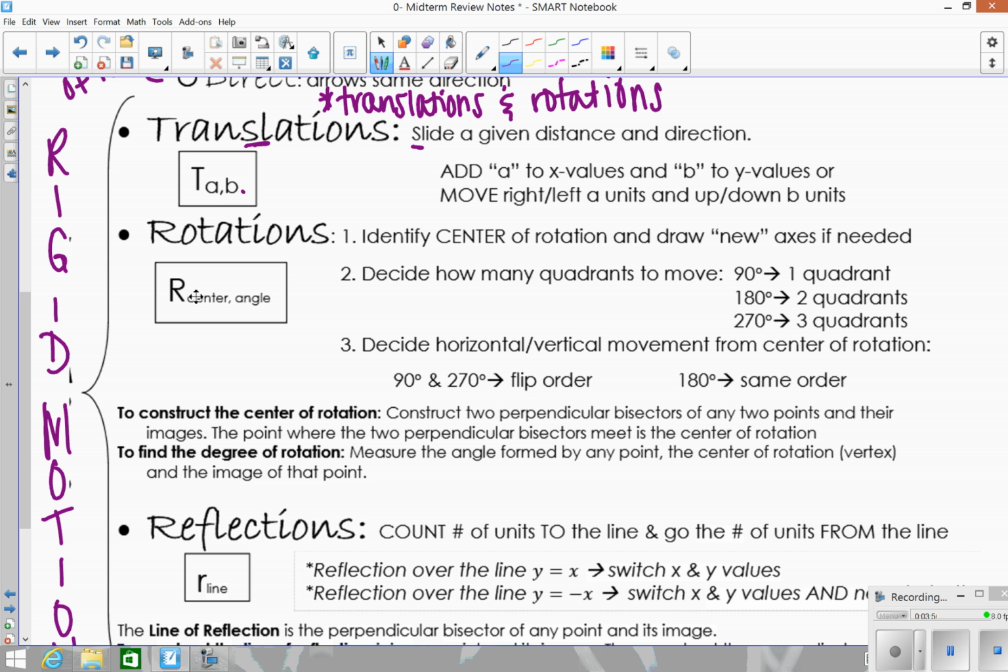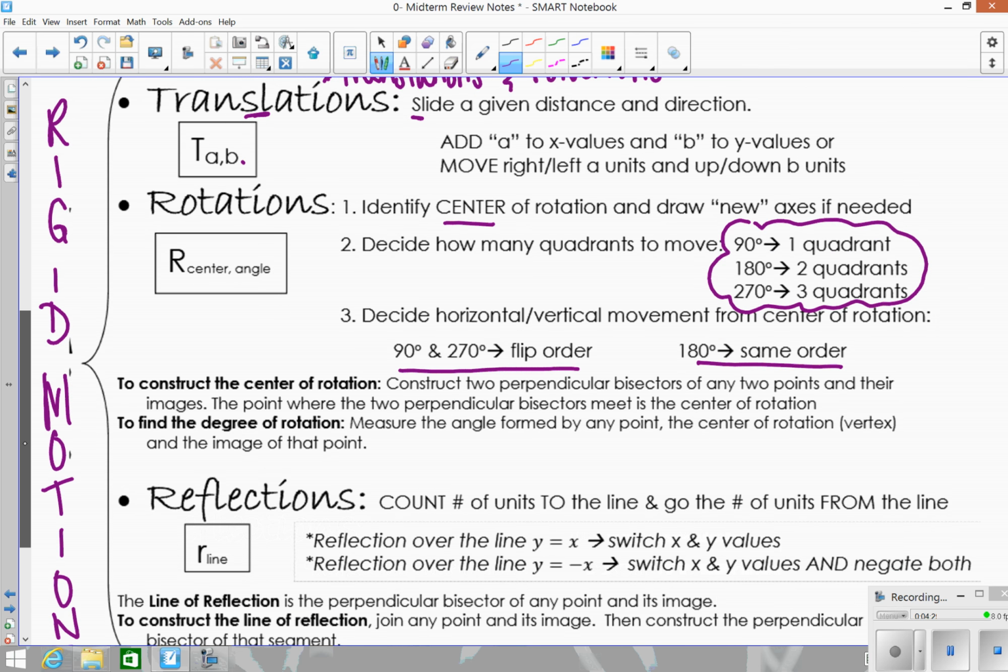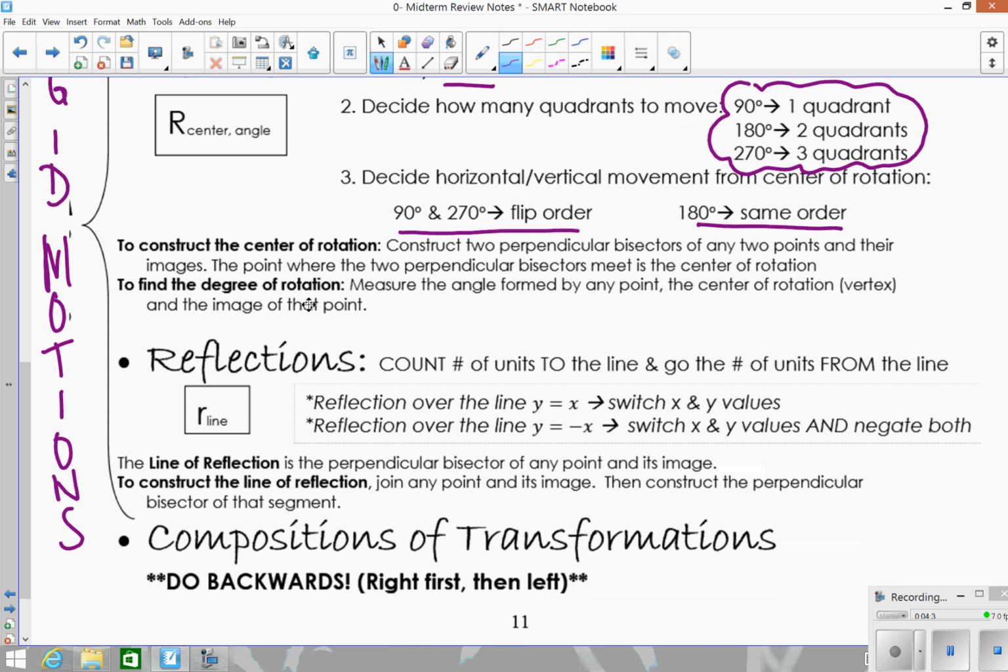Rotations, the process for that is you always have to look at what the center of rotation is. That typically is the origin, but it doesn't have to be the origin. So wherever the center of rotation is, that's where you're going to start, and then you figure out how many quadrants you're moving based on the degrees that they're telling you to rotate. So that'll tell you how many quadrants. Using these rules right here, from the center, you either keep the order or you flip the order of the horizontal and vertical movement. That's important. We're going to go over an example of that in a minute.